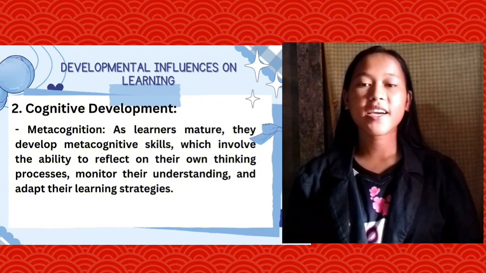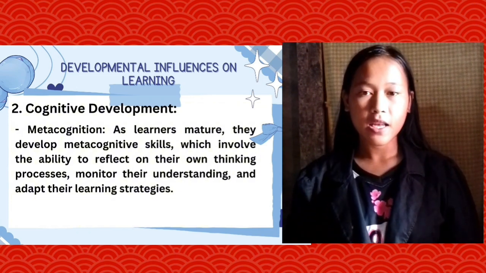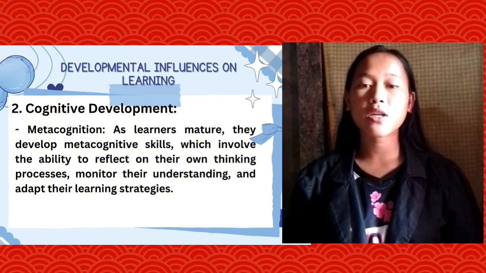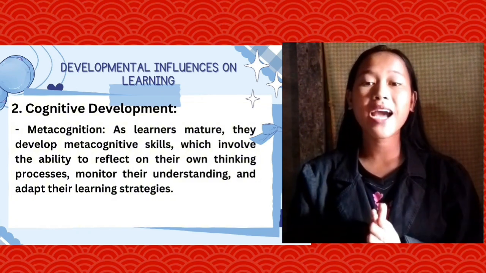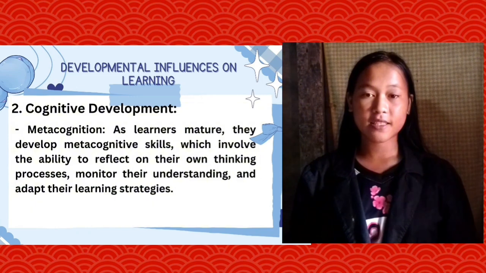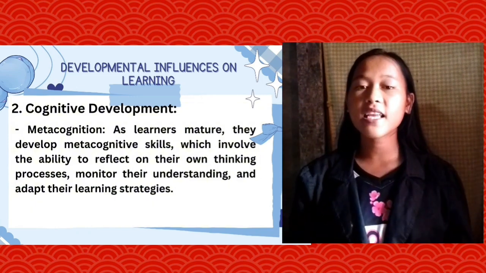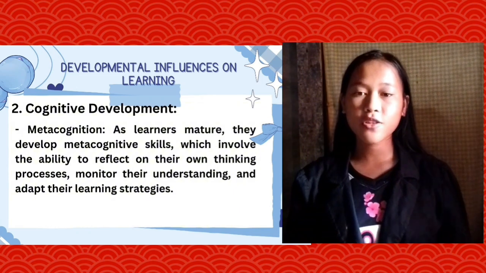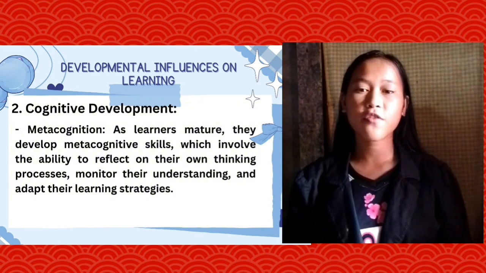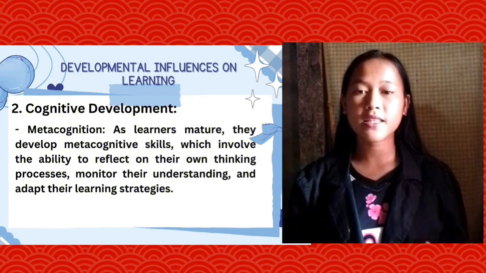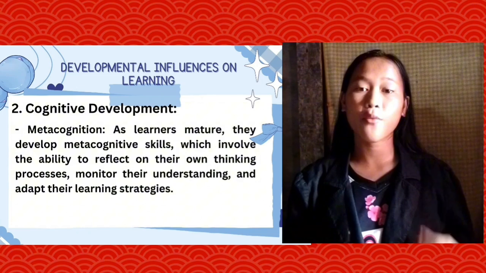The second one is cognitive development. Below the cognitive development, we have metacognition. As learners mature, they develop metacognitive skills, which involve the ability to reflect on their own thinking processes, monitor their understanding, and adapt their learning strategies. In short, metacognition is a crucial skill for becoming a successful learner. By developing these abilities, individuals can become more aware.